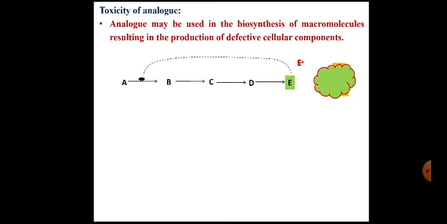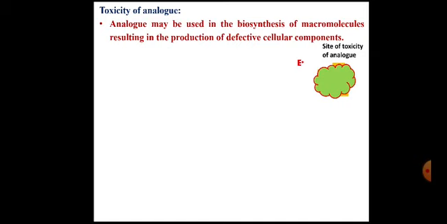However, this protein will be a defective protein, so we can call this the site of toxicity of the analog. What is the site of toxicity? The site of toxicity is that it gets incorporated into the cellular components for the formation of defective products, and ultimately it leads to the death of the cell. This is one mechanism of toxicity of an analog.